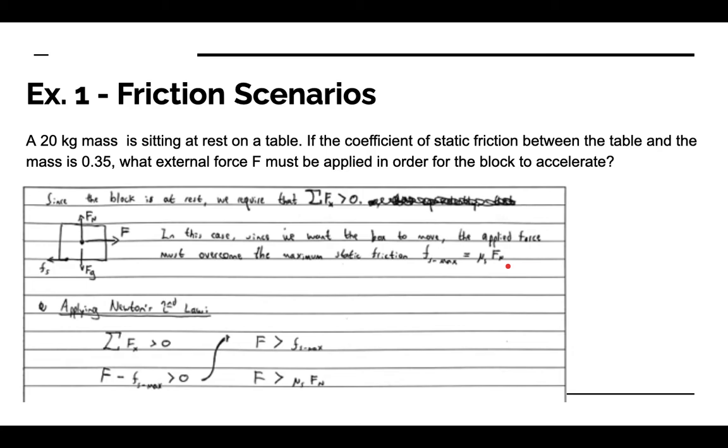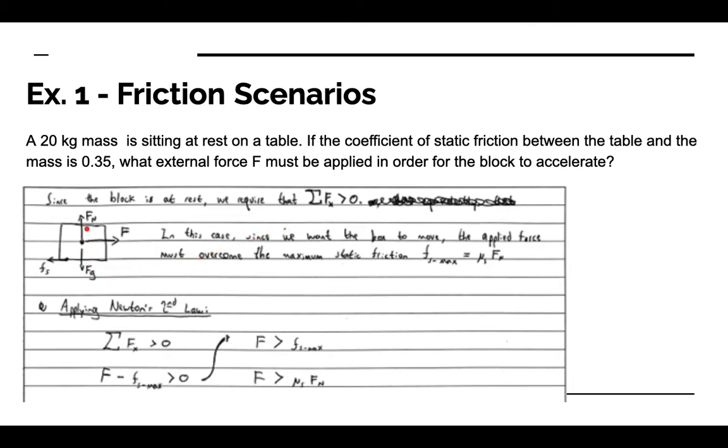If you're asked for acceleration, or you're asked for the force to get an object moving, you always have to start by checking the maximum force of static friction. Because if the applied force on your object is less than the force due to static friction, your object will not accelerate. Hence why we have this condition right here.